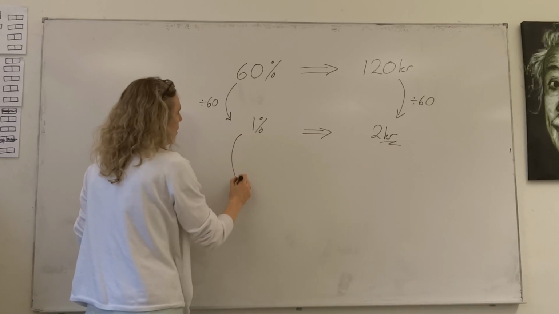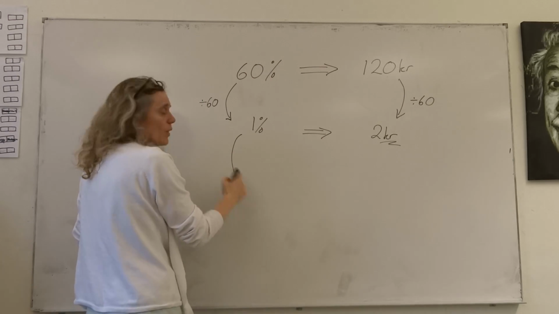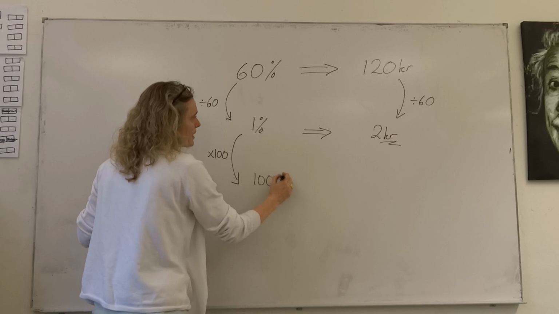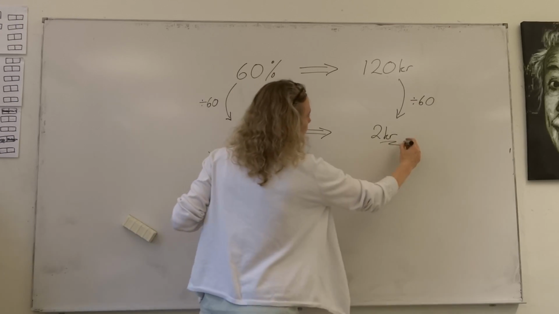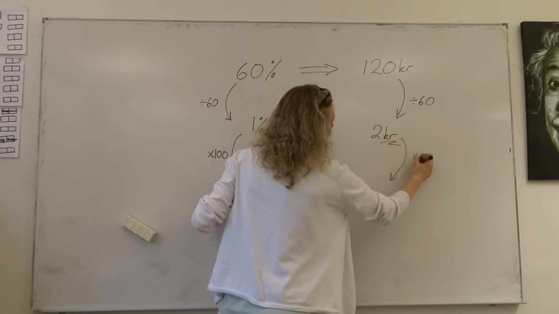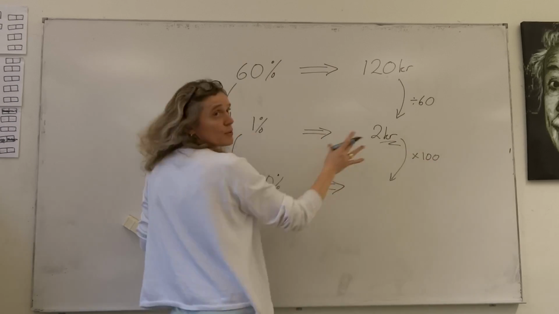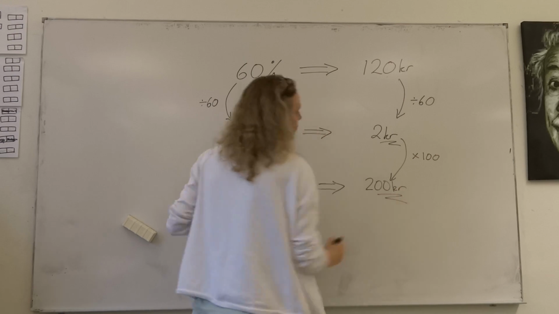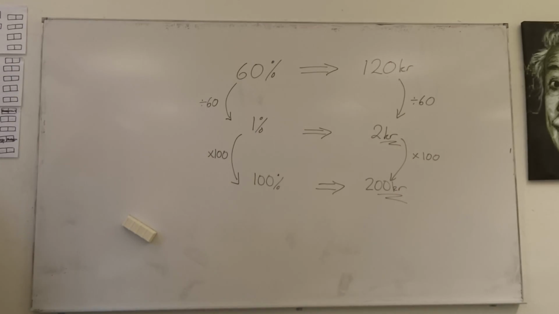We now know that if we get from 1% to 100%, we can times by 100. That will give us 100%, which is therefore equivalent to 2 kronas times 100. We do the same thing to both sides of the equation, giving us 200 kronas. So 100% is equivalent to 200 kronas.